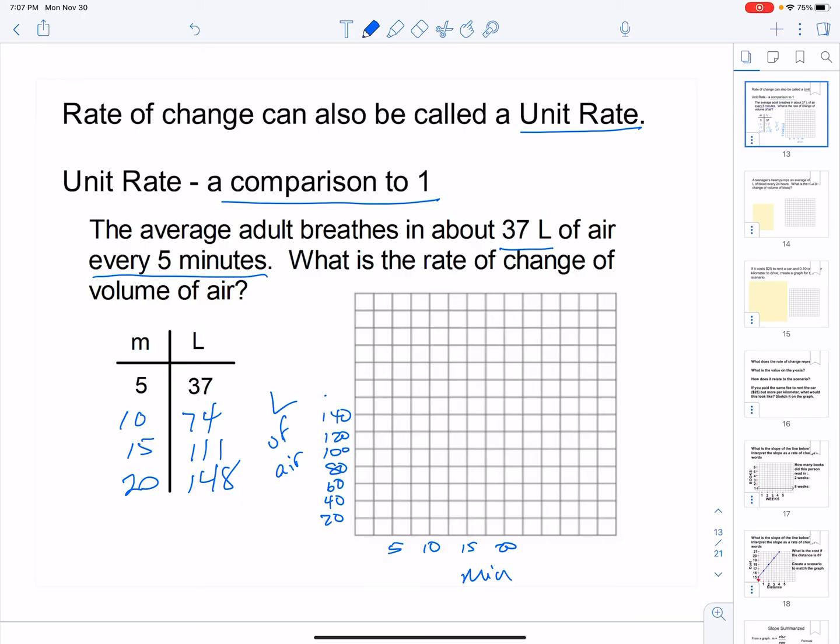and 160. Sorry about those little pop-ups that keep popping in. Just don't worry about those. Okay, so I could actually now graph this.